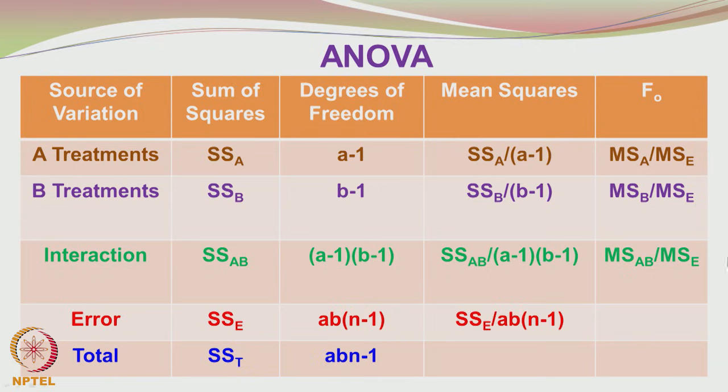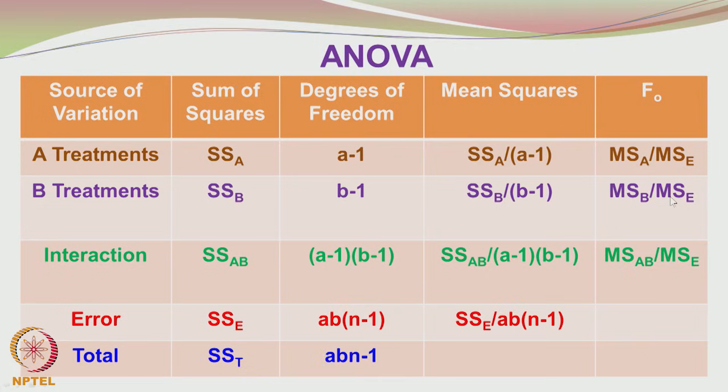We can look at the individual mean squares. For example, compare the treatment A with the variability shown by the error and get the appropriate F value. Obviously, if A treatment is very important, then it will completely dominate. What will completely dominate? The mean squares of A will completely dominate over that of the error, and so you will have a very high F value.